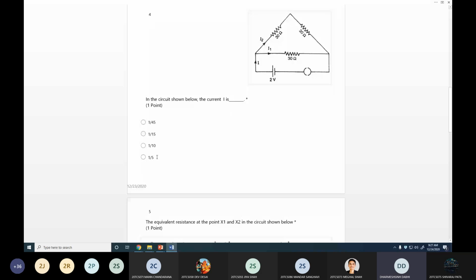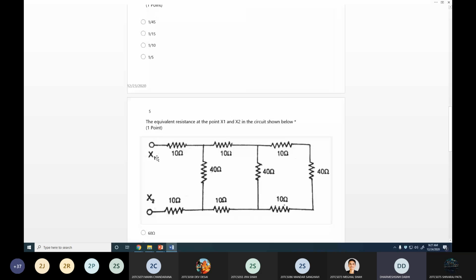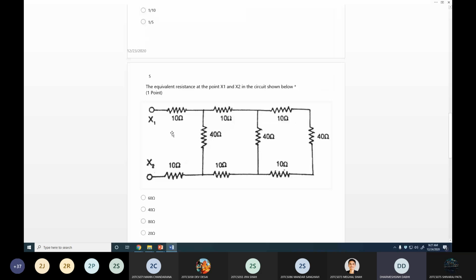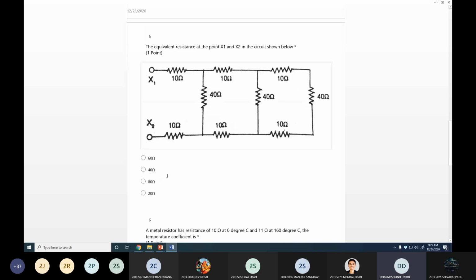Okay. Next, fifth MCQ: equivalent resistance between terminals X1 and X2 in the circuit. What is the answer? Equivalent resistance. Sir, 40 ohm. Yes, the answer is 40 ohm.